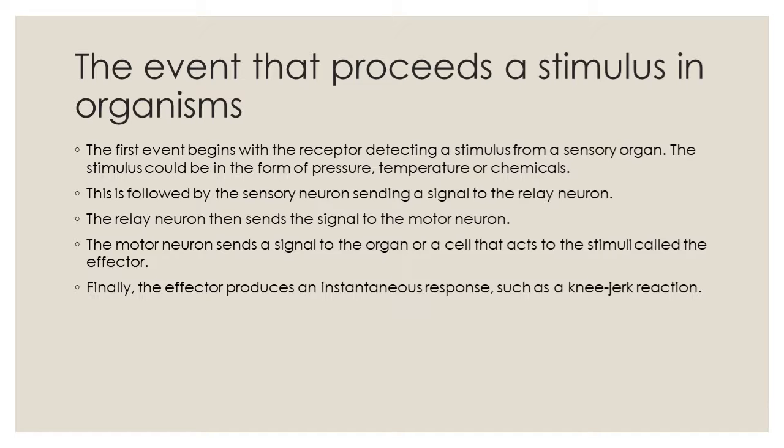What are the events that are occurring? The first event begins with the receptors detecting a stimulus from the sensory organ. The stimulus could be in the form of pressure, temperature, or a chemical. This is followed by the sensory neuron sending a signal to the relay neuron. Relay here is the middle passage, which sends the signal to the motor neuron. The motor neuron sends a signal to the organ or cell that acts on the stimulus, called the effector. Finally, the effector produces an instant response such as a knee-jerk reaction. Have you ever experienced this knee-jerk reaction? You would have.